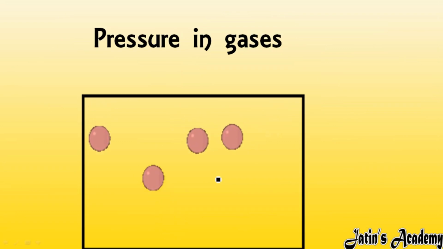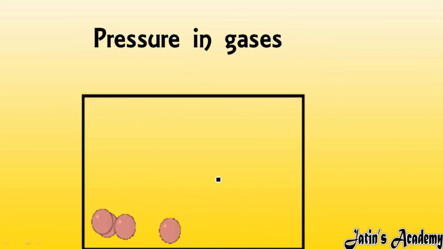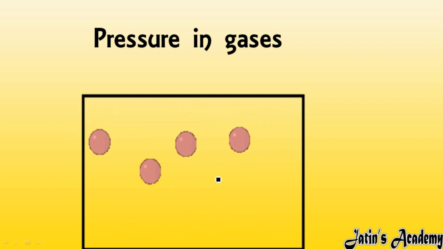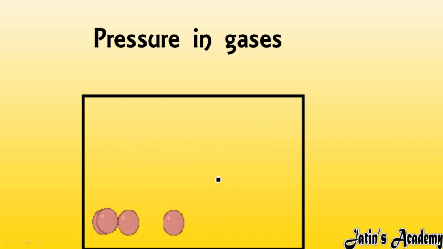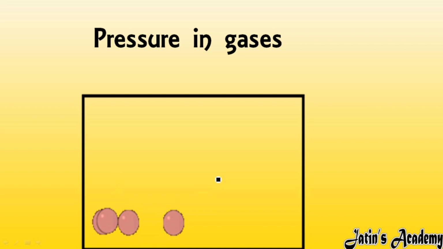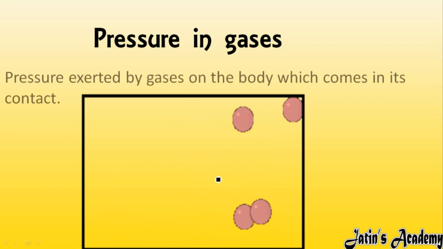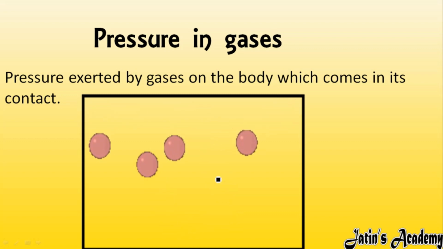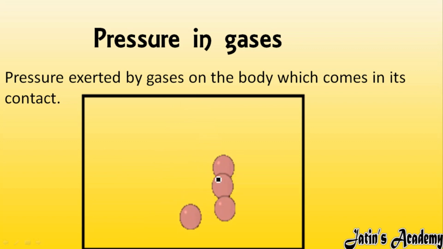Next, we have pressure in gases. Each and every state of matter, whether solid, liquid, or gas, is going to exert pressure when contained in a container. As we know, solids are also exerting pressure, and liquids are also exerting pressure when contained in a container. In a similar way, gas particles are also going to exert pressure when contained in any container. So, pressure exerted by gases on a body: each and every gaseous particle is going to exert pressure when it comes in contact with any body.